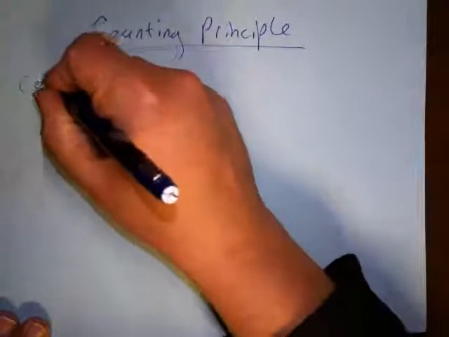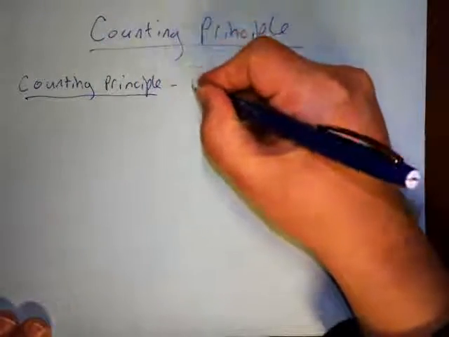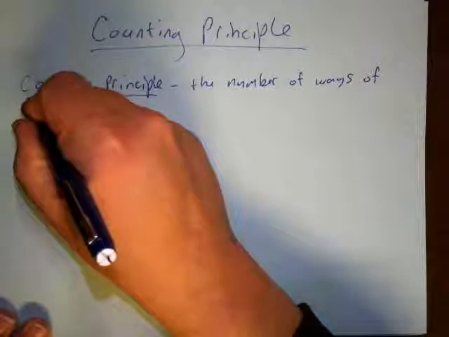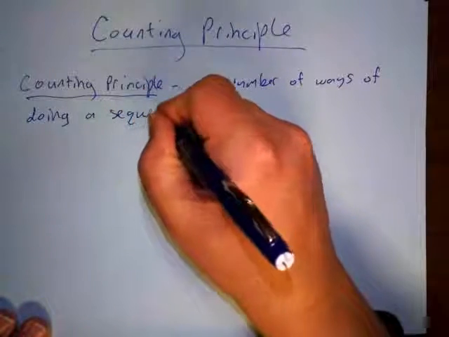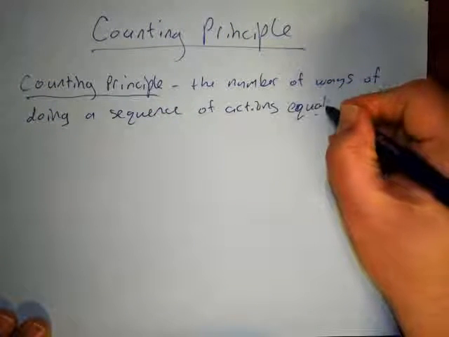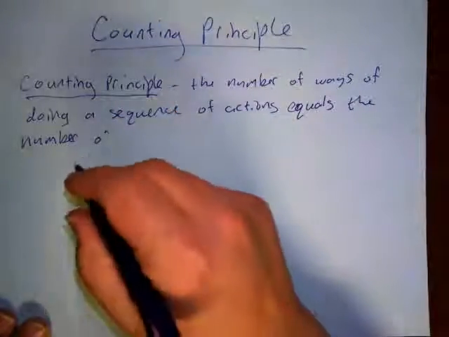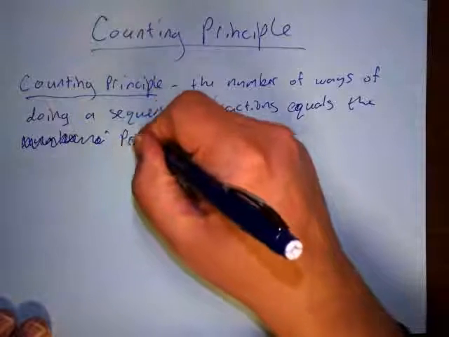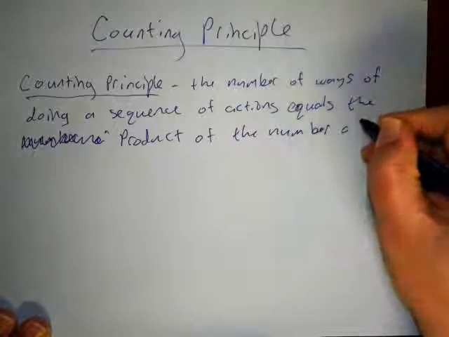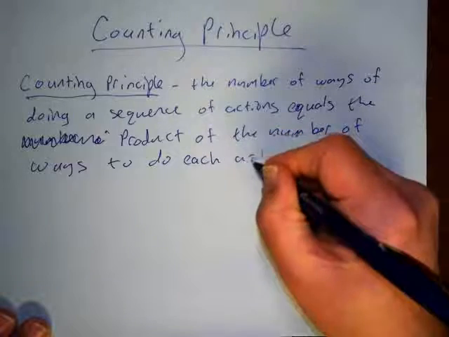Okay, so the rule basically says this. The counting principle basically says the number of ways of doing a sequence of actions equals the product of the number of ways to do each action.